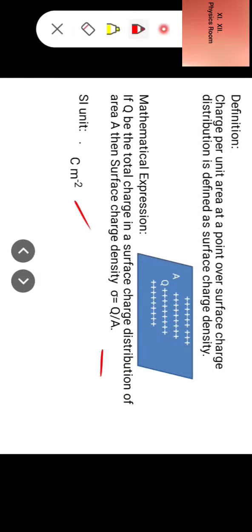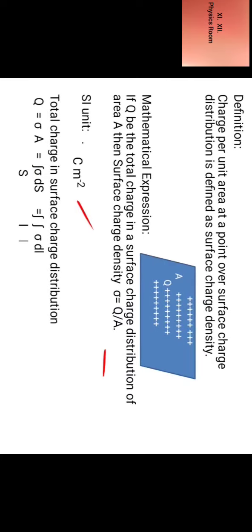Now, SI unit. What is the SI unit of surface charge density? SI unit is coulomb per meter square. The total charge in surface charge distribution is equal to sigma into A.